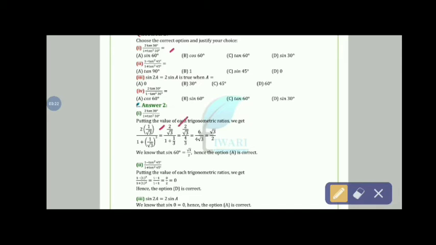So we have 2 over root 3 over 1 plus 1 over 3, that is 2 upon root 3 over 4 upon 3, which is equal to 6 over 4 root 3, which is equal to root 3 by 2.